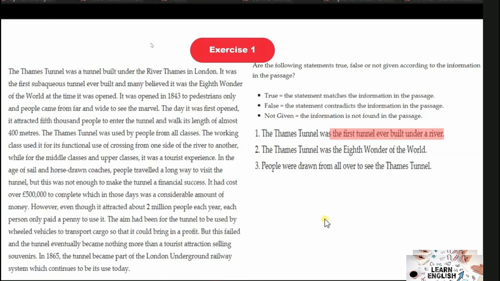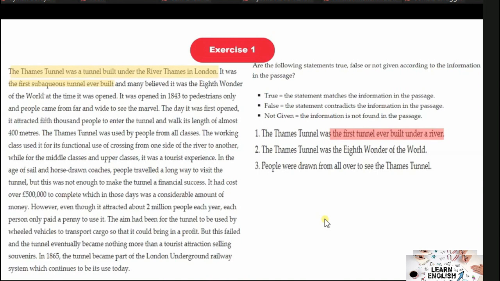Okay, Miss Ghada, okay. Yeah. It's true. Because the passage here in the first and second lines, it was said that the tunnel was built under the river, and this is in the second line. The first tunnel ever built, and many believed it.